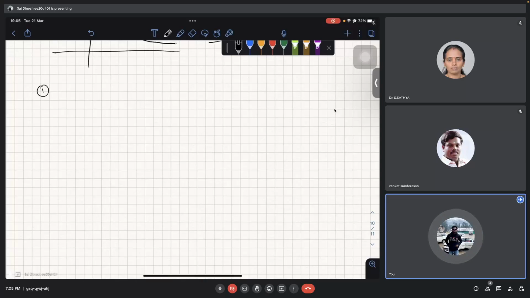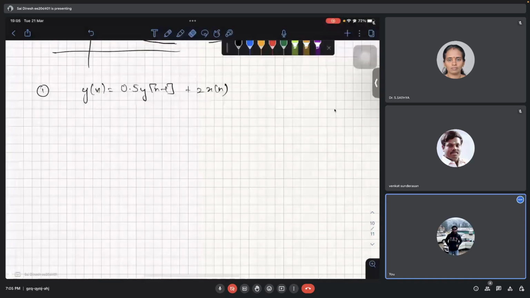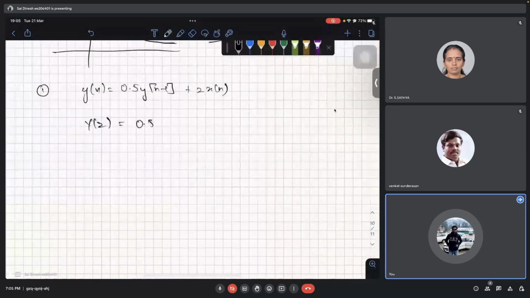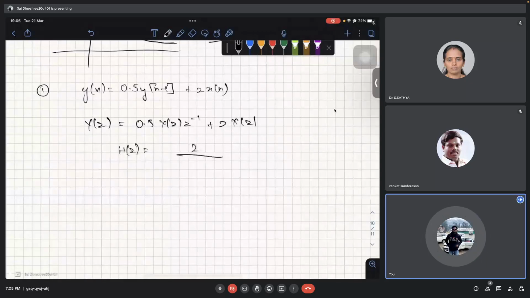So the equation is y of n is equal to 0.5 y of n minus 1 plus 2 times x of n. So now if we take the z-transform, y of z is equal to 0.5 times y of z into z inverse plus 2 times x of z. Therefore H of z is actually 2 by 1 minus 0.5 z inverse.